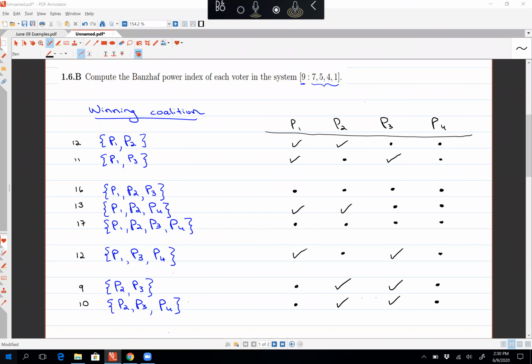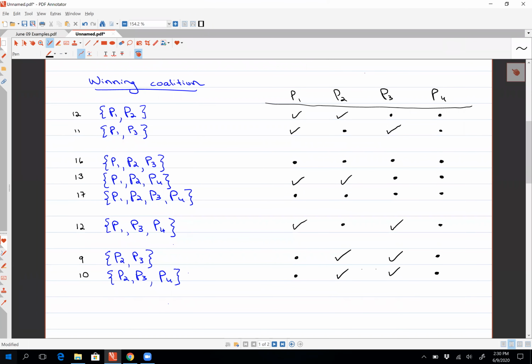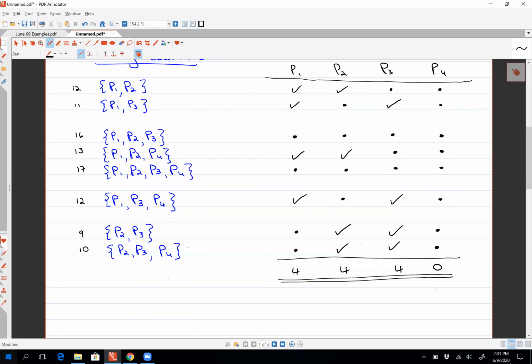Okay, so to get to the Banzhaf power index, we calculate the individual power of each voter, which is just how many times it is critical to a coalition. How many times is P1 critical? Shows up 4 times. How many times is voter 2 critical? Voter 2 shows up 4 times as being critical. Voter 3 shows up 4 times, and voter 4 shows up 0 times.